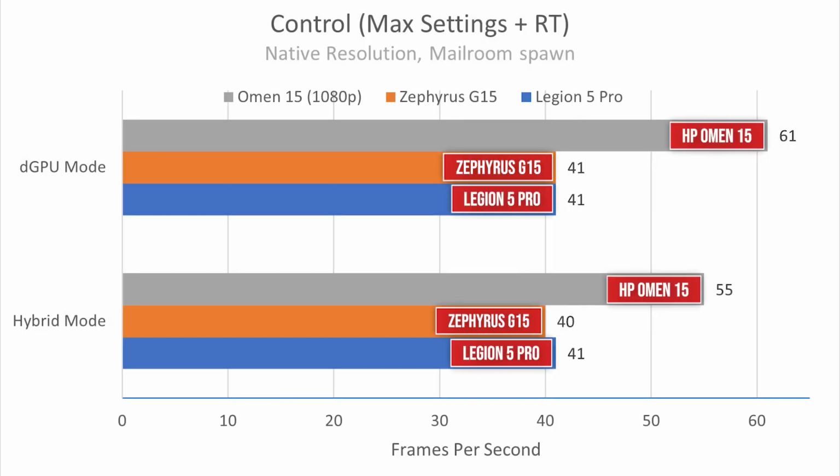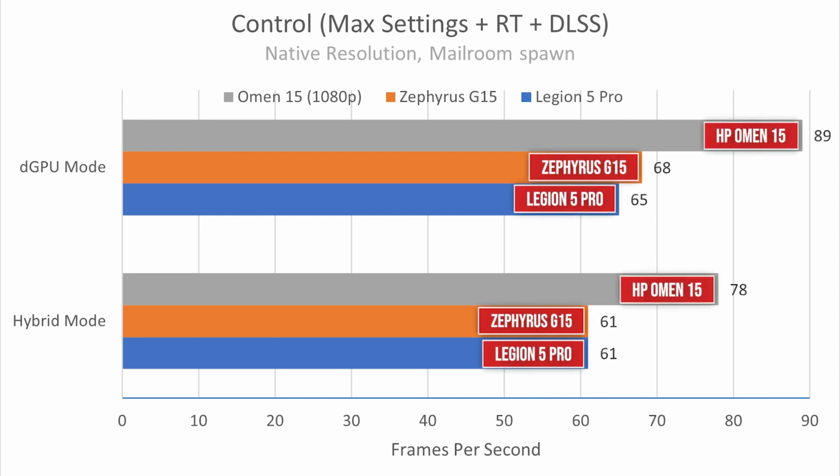Now I want to talk really quick about the Omen 15 and other 1080p laptops. As you can see right here in Control on max settings and ray tracing, you're getting a whole 20 FPS more here on the Omen 15, and yes, that's because it's at 1080p. But I'm just using this to highlight my point that if you're really after frames over resolution, then this is probably your best bet instead of either of these two laptops.